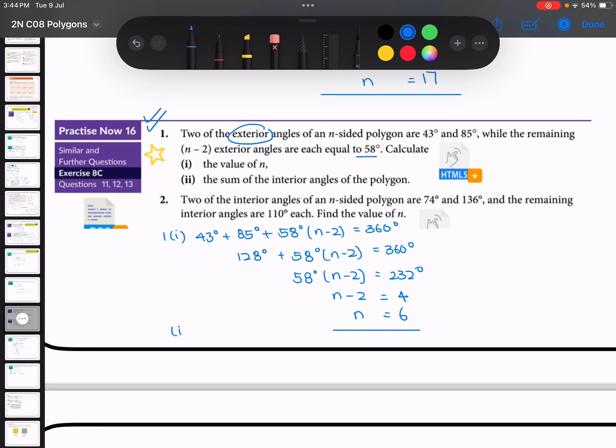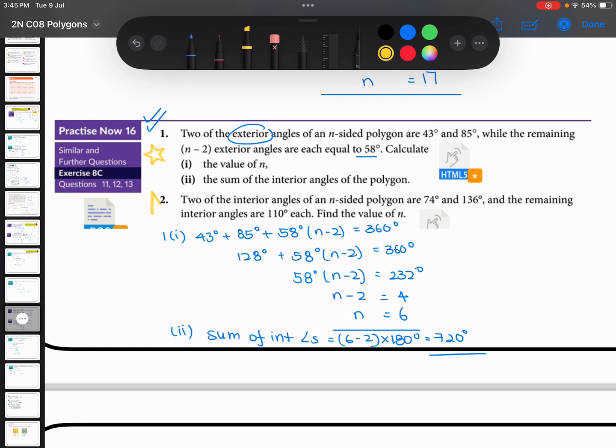Let's finish up. So sum of interior angles. Use formula. 6 minus 2 times 180 degrees. 720. Okay, same. So now let's go on.